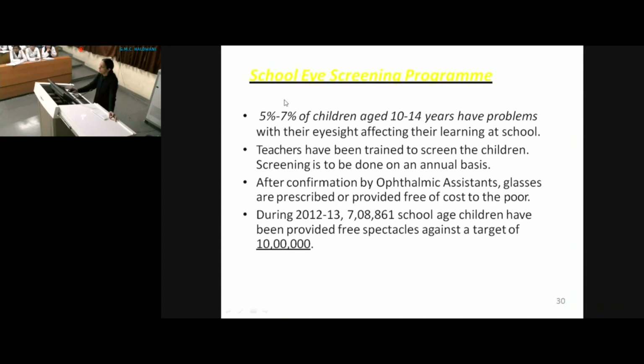School eye screening program. Here 5 to 7% of children aged 10 to 14 years have problems with their eyesight affecting their learning at school. Teachers have been trained to screen the children. Screening is to be done on an annual basis. After confirmation by an ophthalmic assistant, glasses are to be prescribed or provided free of cost to the poor. This data is also showing a rising trend.